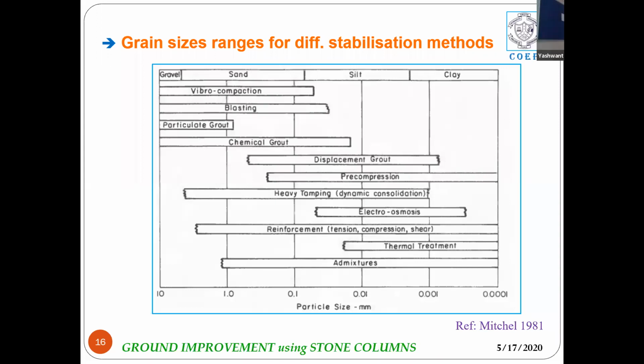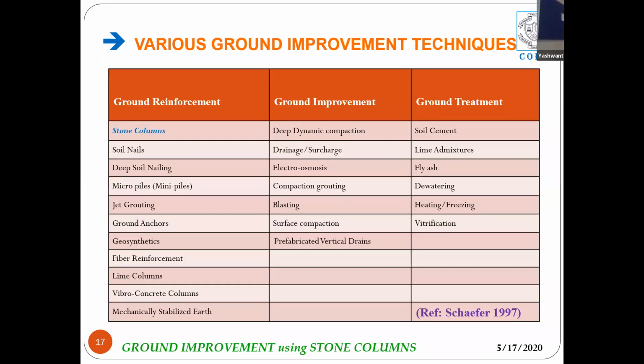And as we come to clay, there are admixtures, thermal treatment, and reinforcement. For silts, we have electroosmosis, dynamic consolidation, dynamic tamping, etc., and compaction will also be there. So these are the different methods that are suitable for the different particle sizes. Schaefer in 1997, in his paper, classified the ground improvement techniques into ground reinforcement, ground improvement, and ground treatment, three basic major classifications.